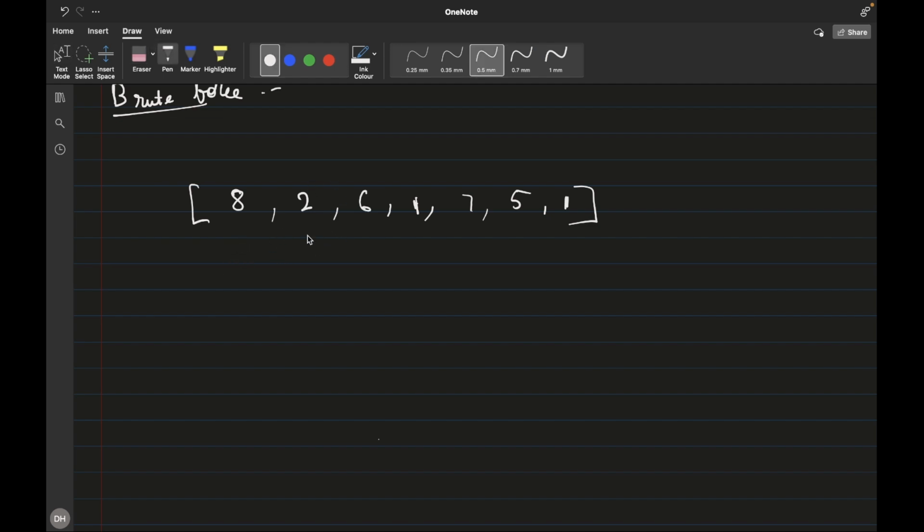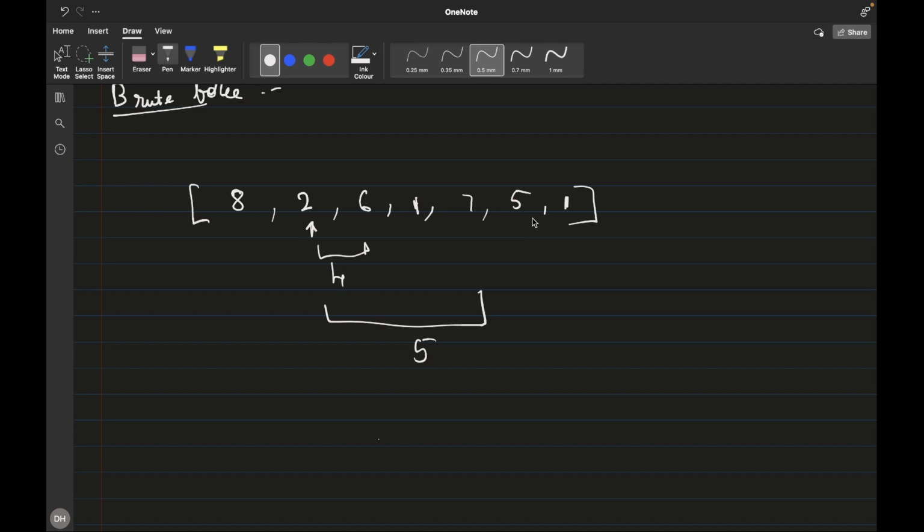Let's try to buy it on day 2. On day 2, we are buying the stock at 2 rupees and selling it for 6 rupees. That's a profit of 4 rupees. Then we'll continue. On day 3, we are selling it for 1 rupee. That's a loss, so we are not going to do that. On day 4, we are selling it for 7 rupees. That's a profit of 5 rupees. So this is our new maximum profit.